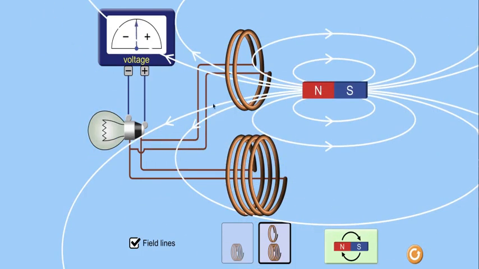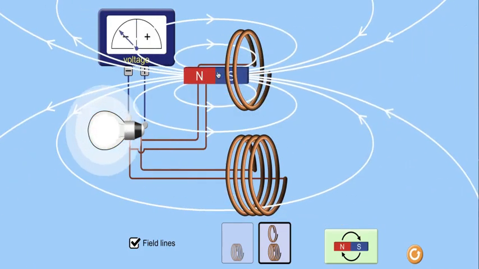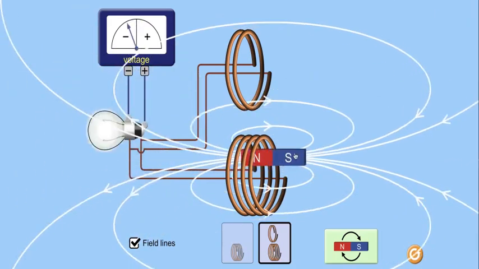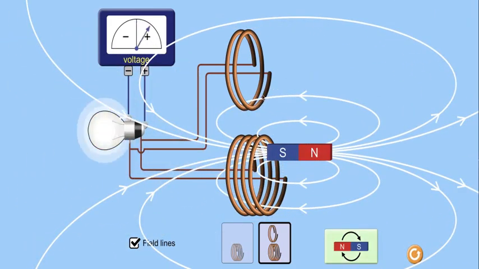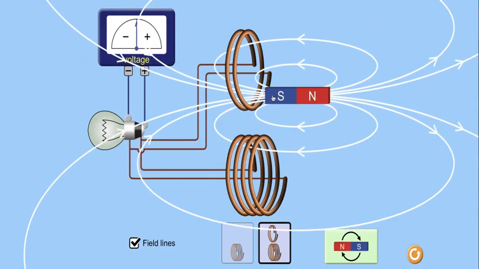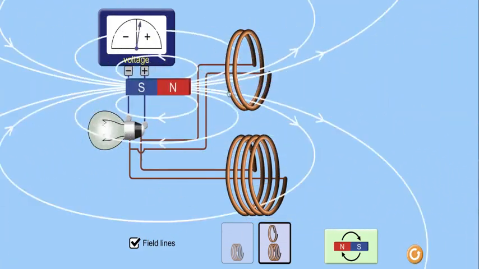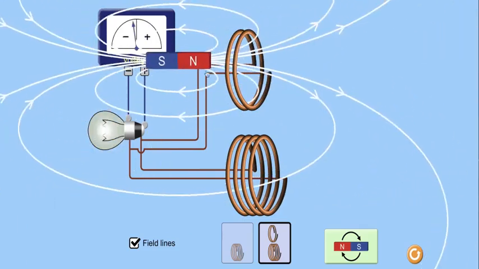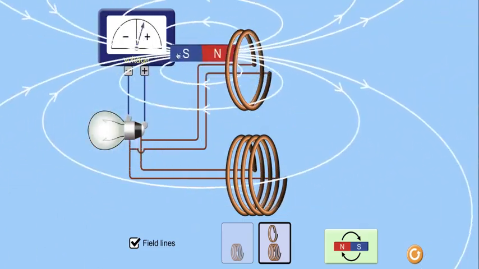So this means that if there is more coil, when the magnetic field cuts through it, more voltage will be produced. And the fewer the coils, the less voltage will be produced. The other important tip is that when the magnet moves faster, the voltmeter reading will change faster as well. So that is all.